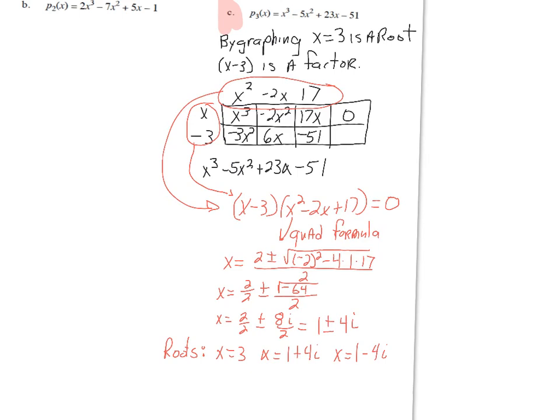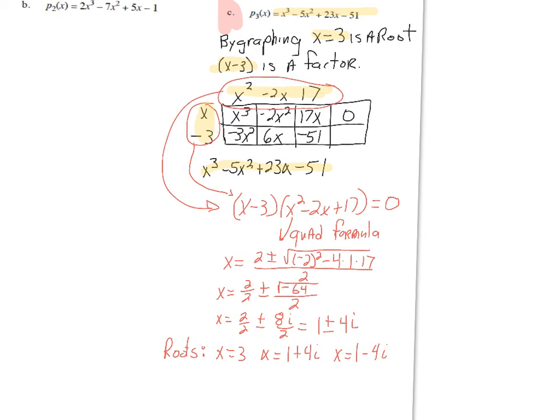And what I did is I took the polynomial of x cubed minus 5x squared plus 23x minus 51. I plugged it into my calculator to find any real roots. And so I saw that x equaling 3 is a real root. Therefore, x minus 3 is a factor. So then using my polynomial division, I divided x minus 3 into my polynomial, and my quotient, or the result that I got, was x squared minus 2x plus 17.